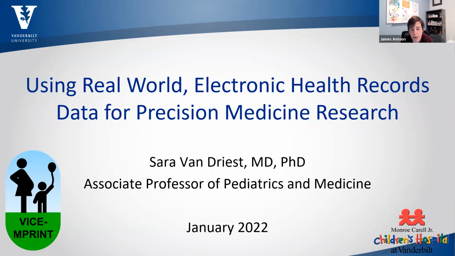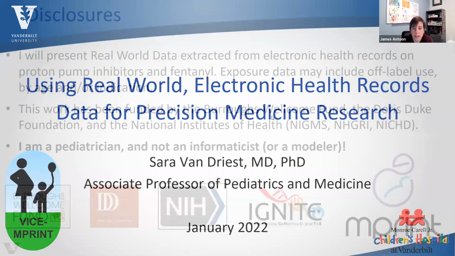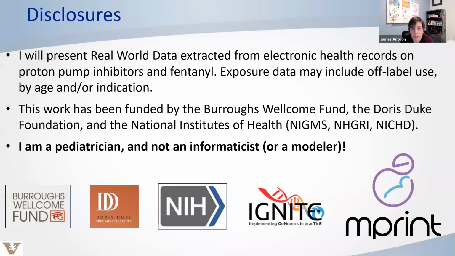So that's what I'll be talking about today, using some examples from my own research passion, which is pediatric pharmacogenomics. Next slide. By way of disclosures, I am going to talk about real world data, which is hard to pronounce, so I'll call it RWD. That comes from electronic health records. I'm going to talk about examples from proton pump inhibitors and fentanyl, which are often used off-label in children. My funders for this work are shown at the bottom of the screen here.